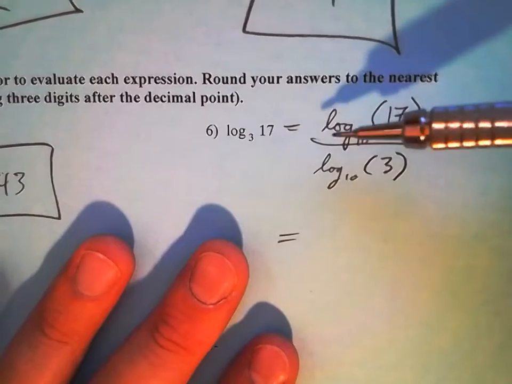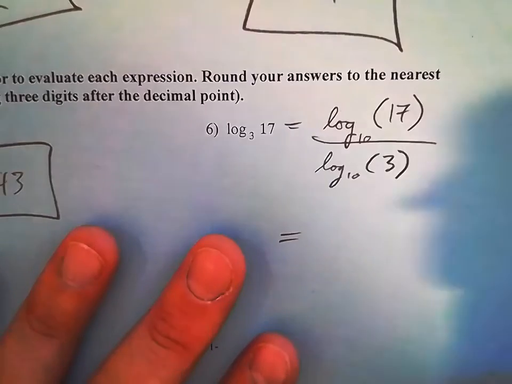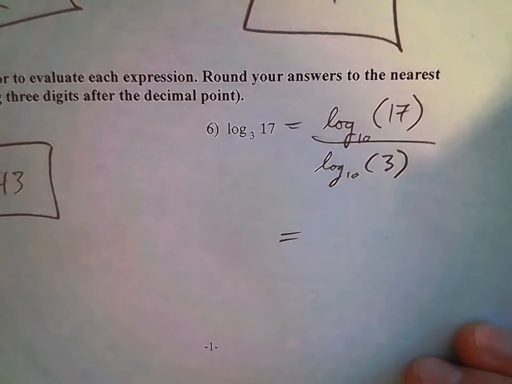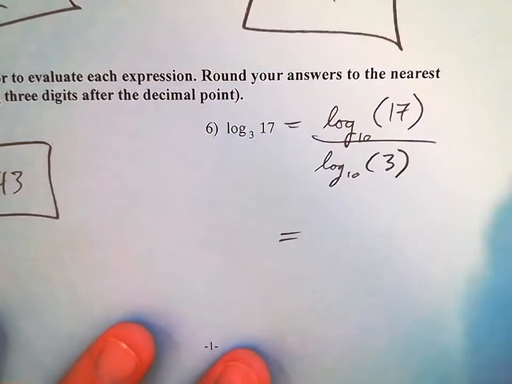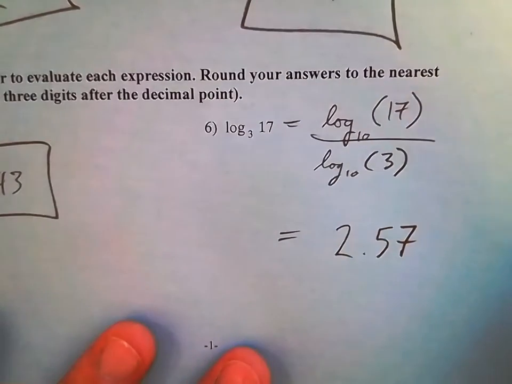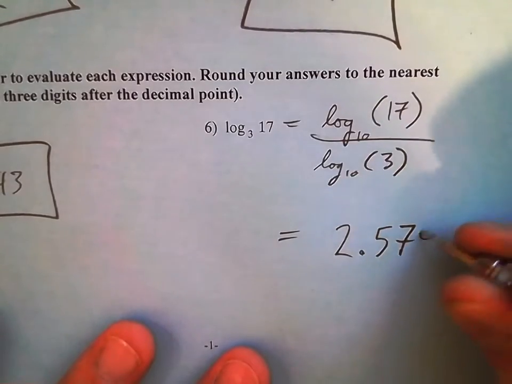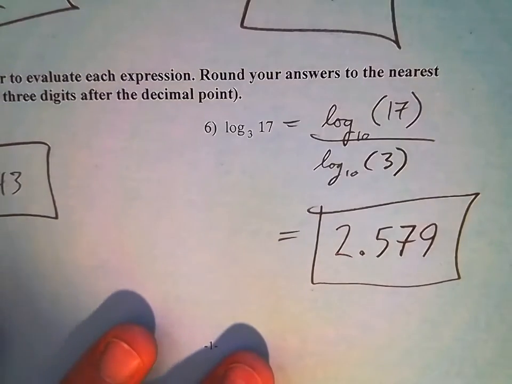Okay, you should have had in your notes on the flip chart how to do that. Nice and easy. Type in your calculator, log of 17 divided by log of 3, or you could do ln, natural log of 17 divided by ln of 3, and you get the same thing. It's 2.57, it's 89, so I'm going to round that up to a 9, and that's 3 decimal points. Okay, let's keep moving.